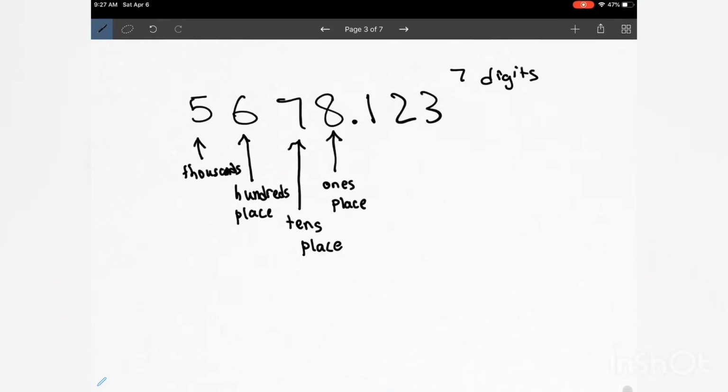Let's say that there was another digit over here. Then this would become the 10,000s place. And if there was another digit to the left, this one would become the 100,000s place.